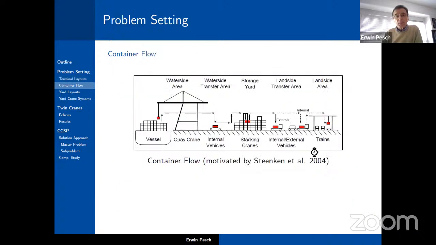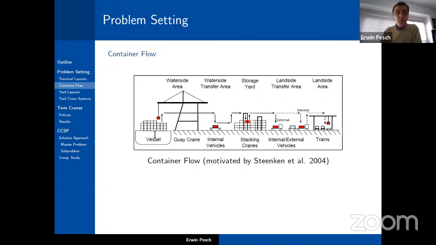But here in this picture, you can see everything again in a little bit more detail. So the waterside area is here where the vessel is, and the landside area is behind the trains. The vessels arrive with 15,000, 18,000, 20,000 containers, if they are large. And the berth cranes or the quay cranes are going to load and unload the vessels. And you see a lot of optimization problems in this picture.